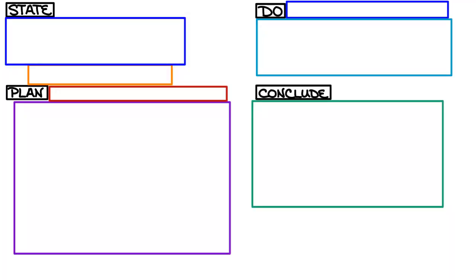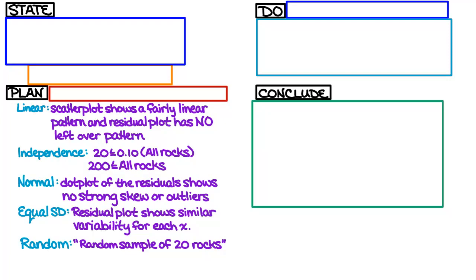All right. So we just checked all of our conditions. Scatter plot shows a fairly linear pattern. Residual plot has no leftover pattern. We have at least 200 rocks. Dot plot of the residuals shows no strong skew or outliers. Equal standard deviation: residual plot shows similar variability for each x. Remember, standard deviation is talking about variability there. We get our random because a random sample of 20 rocks.